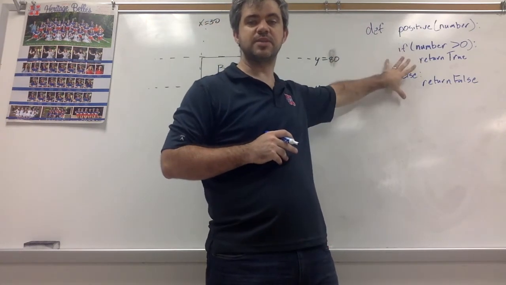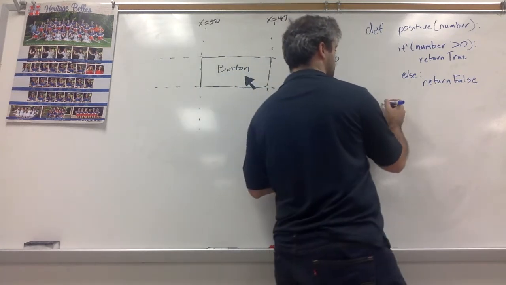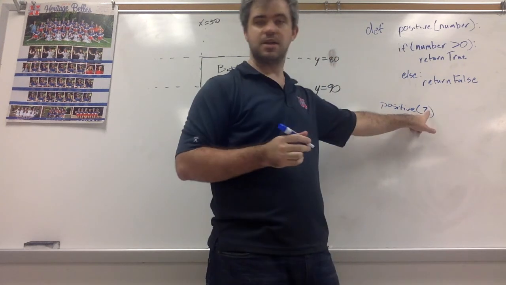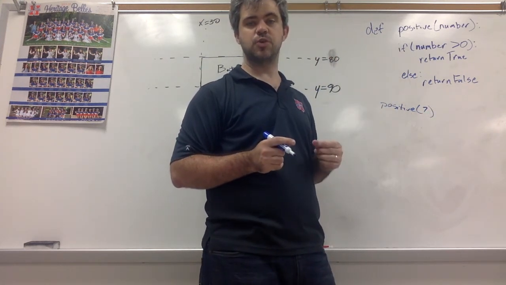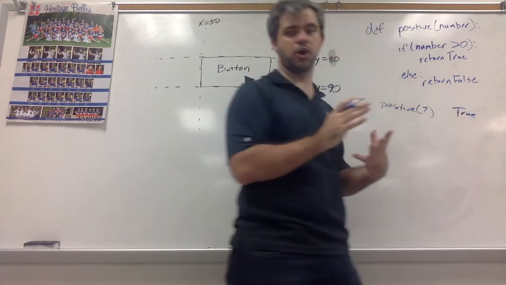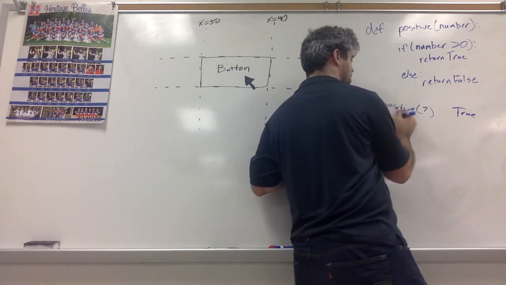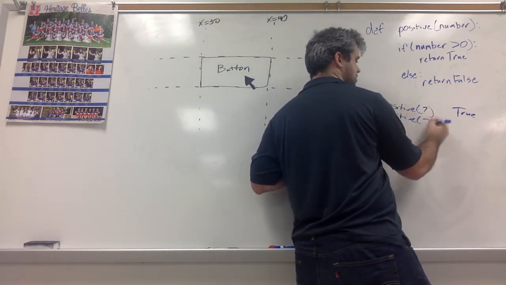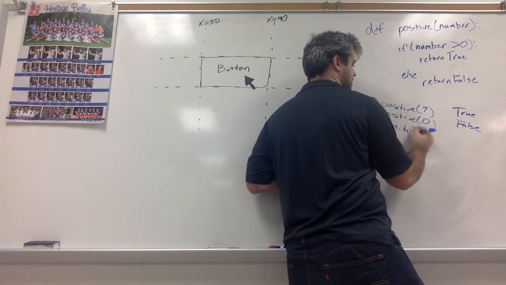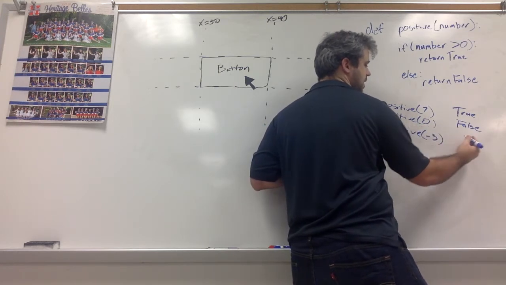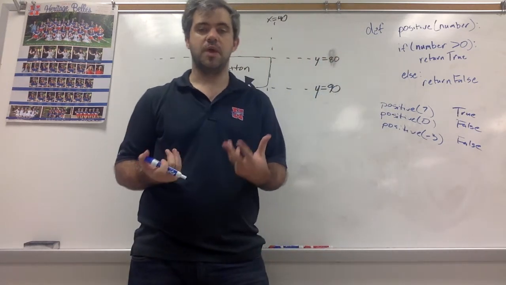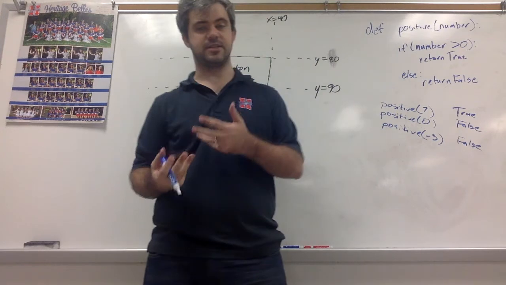But what this method will do is, if you call positive 7, this is going to return true. It's not going to print true, it's just going to return true. If you call positive 0, it's going to return false. And if you call positive -3, it's also going to return false. So all it's doing is determining whether the number is positive or isn't positive.